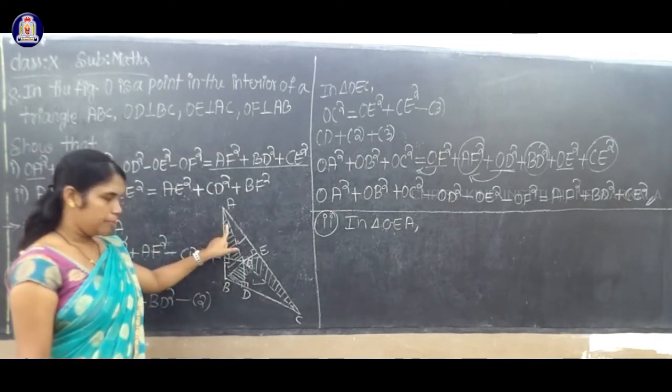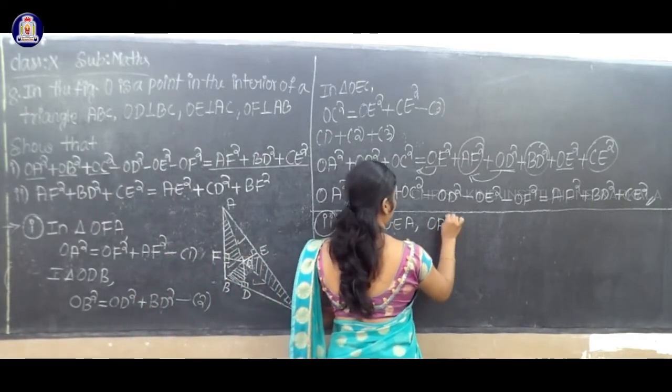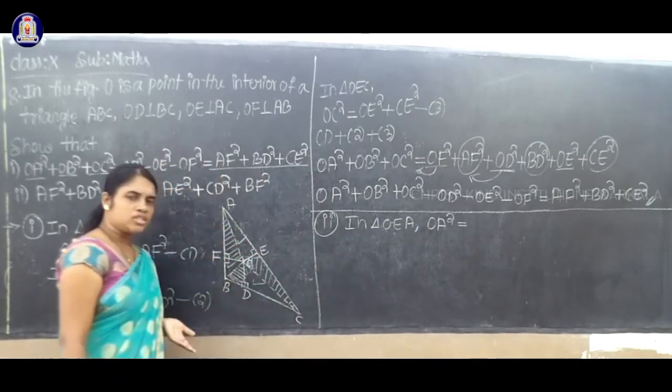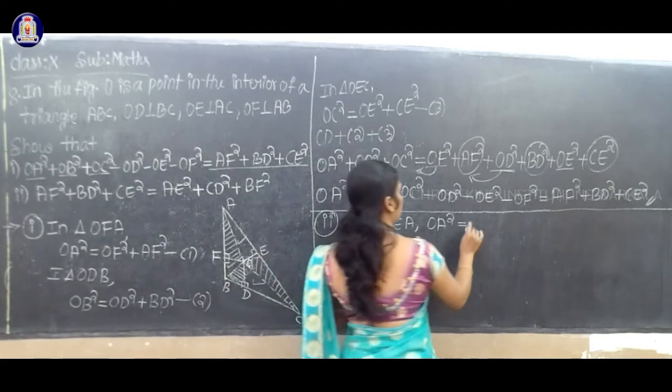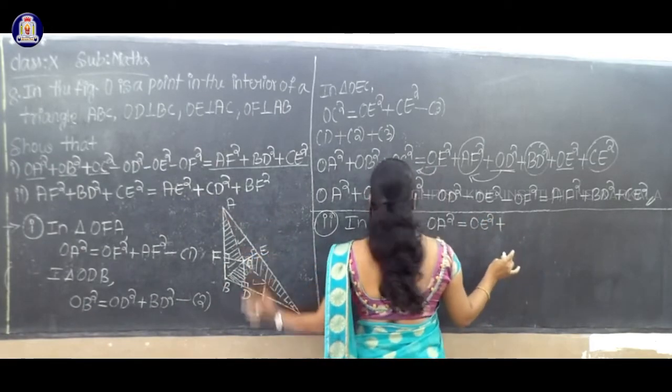So apply Pythagoras theorem. According to the Pythagoras theorem, the square on the hypotenuse is equal to the sum of the squares on the other 2 sides. Which are the other 2 sides? OE square plus AE square.